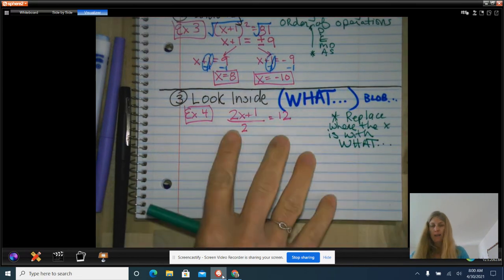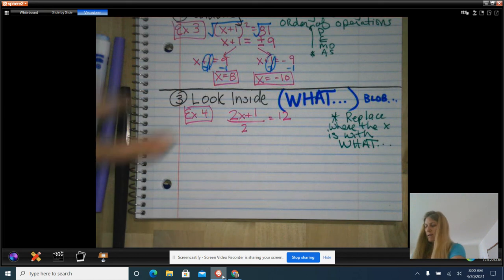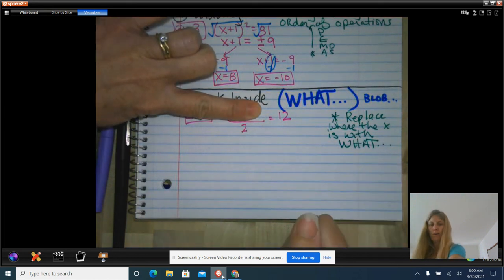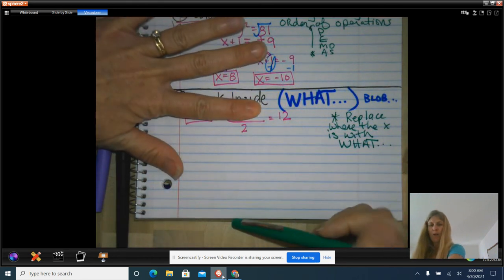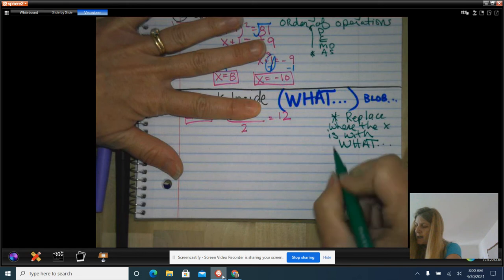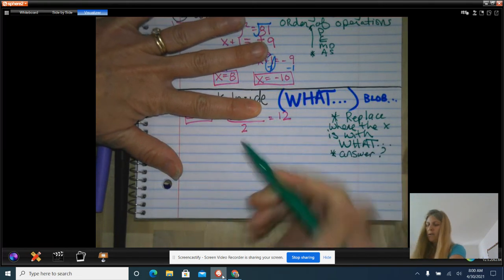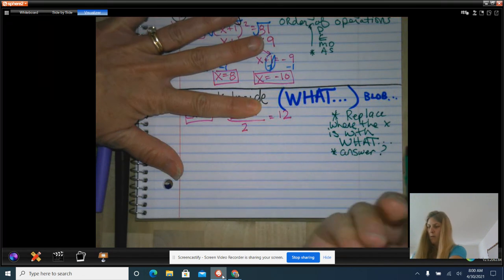As I'm looking at this, I see that my x is up here in the numerator. So I'm asking myself, what divided by 2 is 12? I kind of replace that: what divided by 2 is 12? And I answer that question. That's the next step there: answer the question. So what number divided by 2 is 12? And that, of course, is 24.